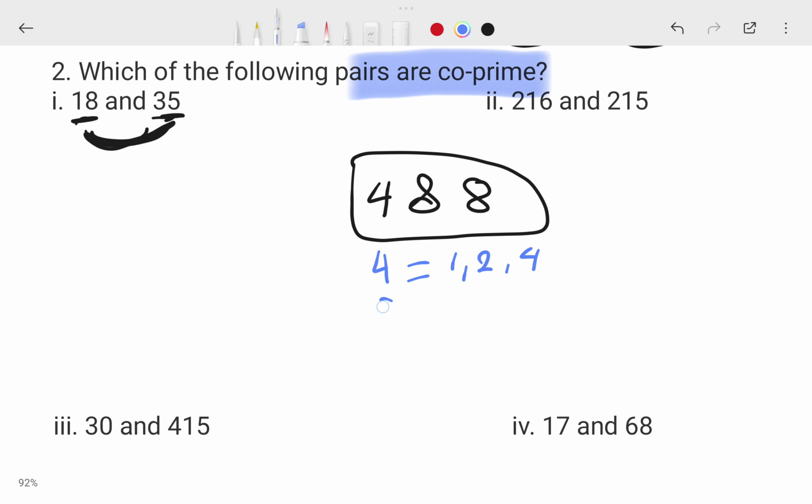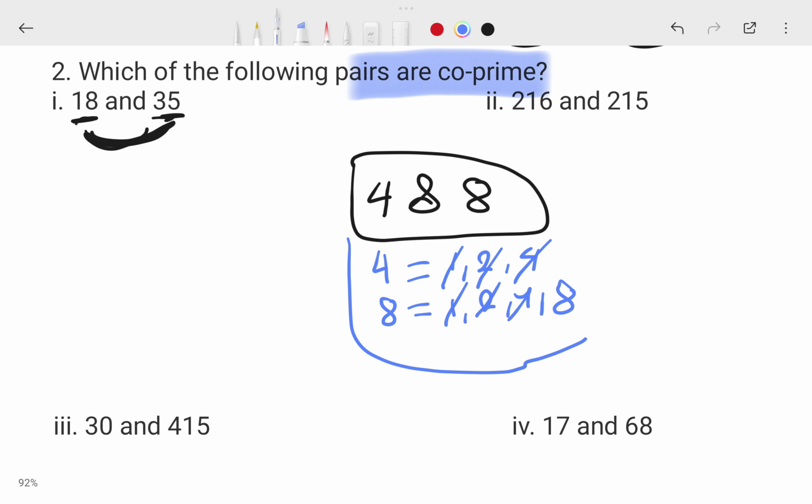Now let's write the factors of 8. It is divisible by 1, divisible by 2, divisible by 3, no, 4, yes. Is it divisible by 8? Yeah. Now let's see how many numbers are matching here. Yes, 1 and 1 are the same, 2 and 2 are the same, 4 and 4 are the same. Do 4 and 8 have only one common factor? No, they have 3 same factors.